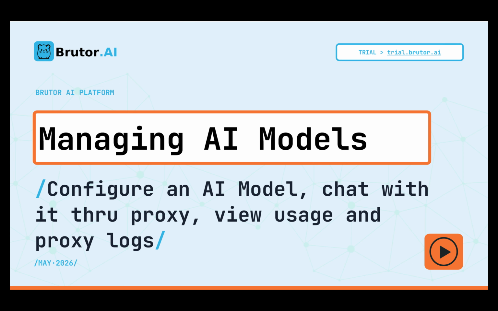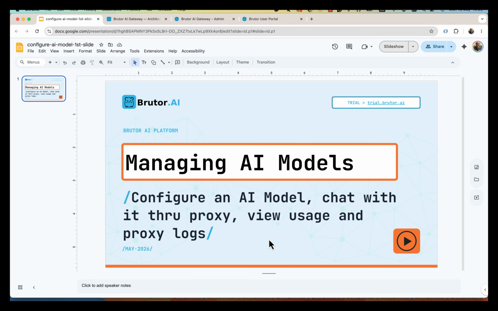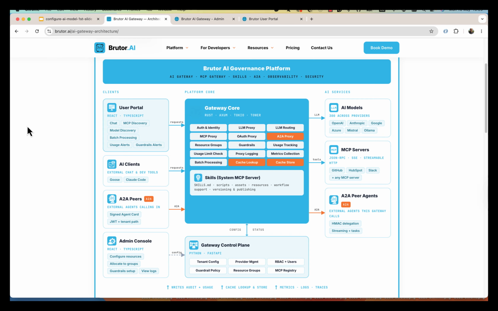Before we kick off, let's look at the architecture a bit to see what we are talking about. There's this architecture picture on our website here, you can see. So what are we going to look at? We're going to look at this so-called LLM proxy, AI model proxy basically. LLM stands for large language model. So it's going to be mostly the chat feature we're going to be looking at in this case.